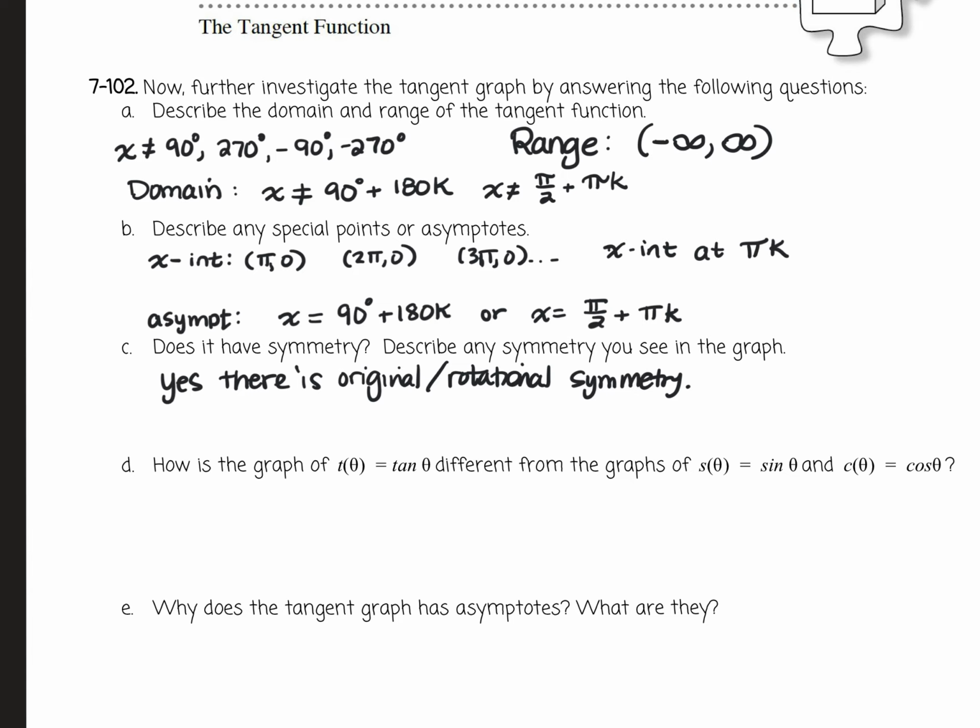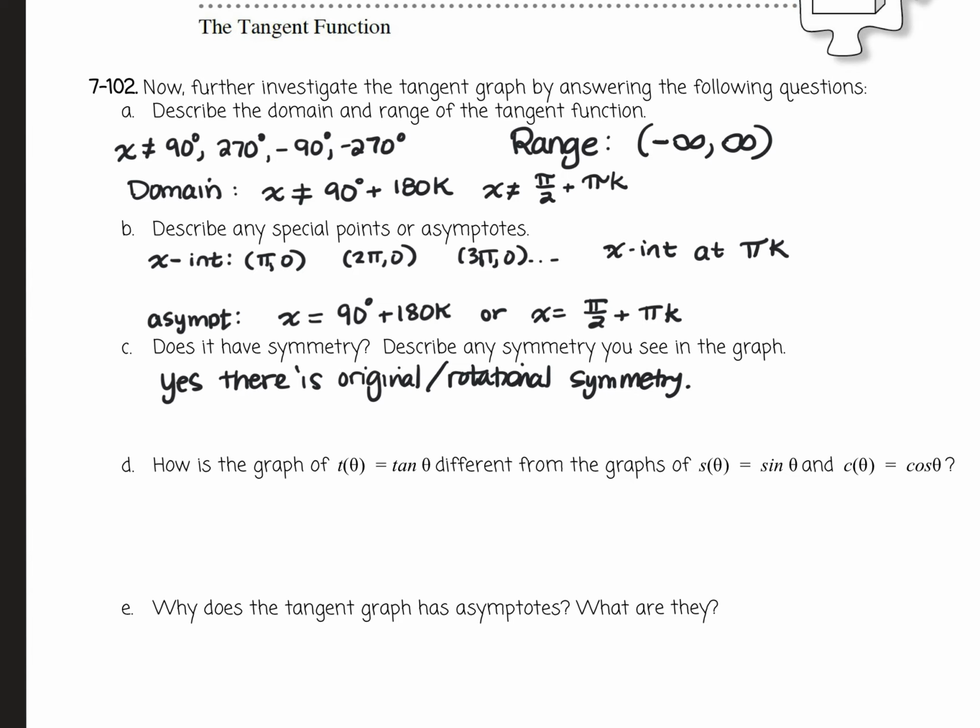How is it different? Hopefully you came up with a few different ways. It's different. It does have asymptotes. Your domain is not all real numbers like it is with your sine and cosine graph. It's not continuous. There are those breaks in the graph.